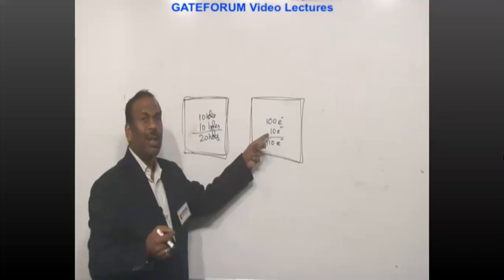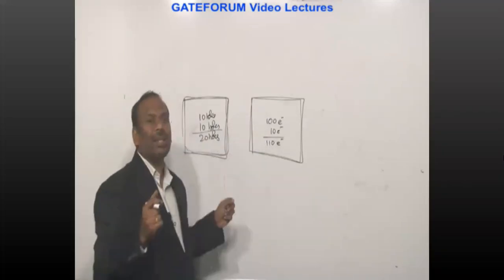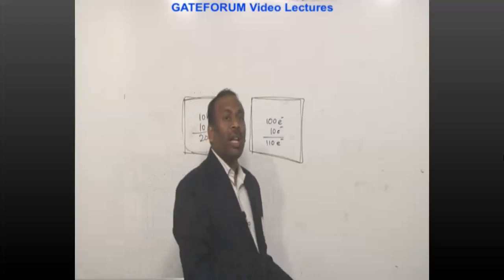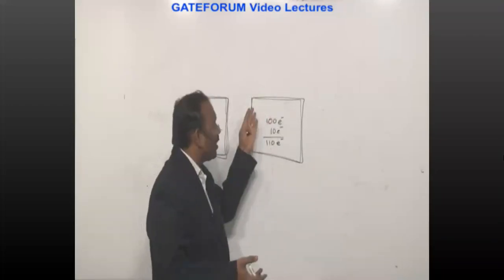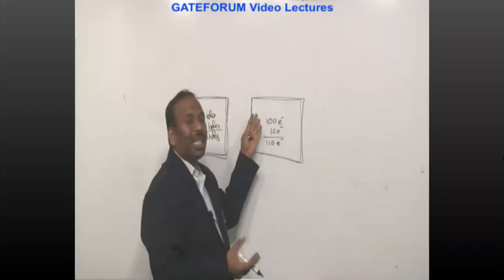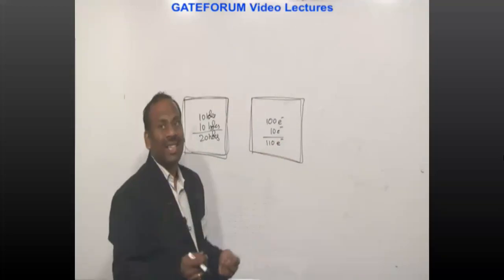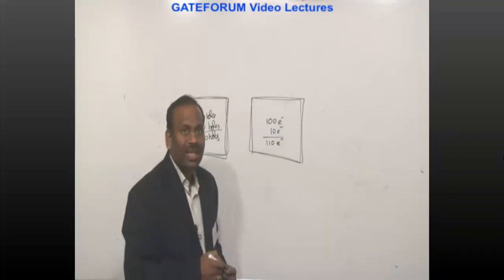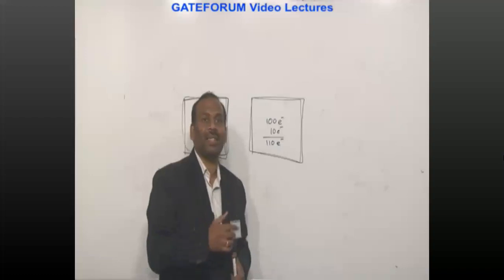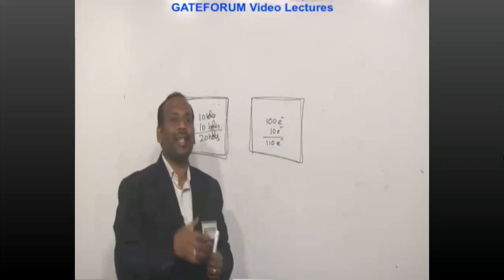Whereas here, already there are so many electrons available. By adding 10 more, for 100 itself the area is sufficient. If you put more, they move in different directions and current decreases. That's why under forward bias condition, current decreases, whereas under reverse bias condition it increases.